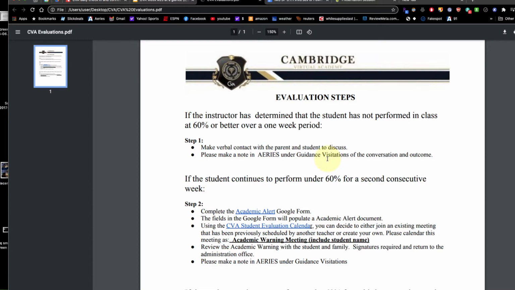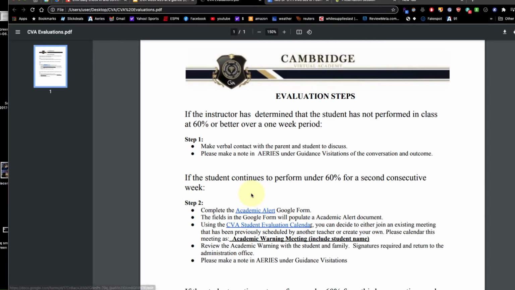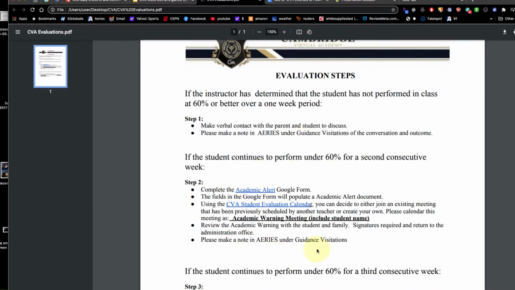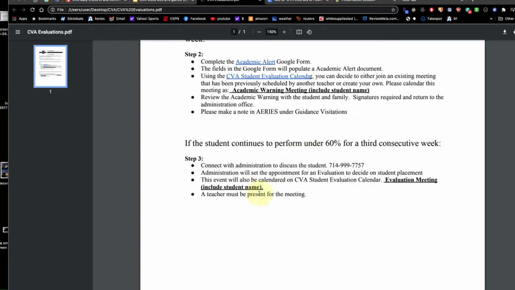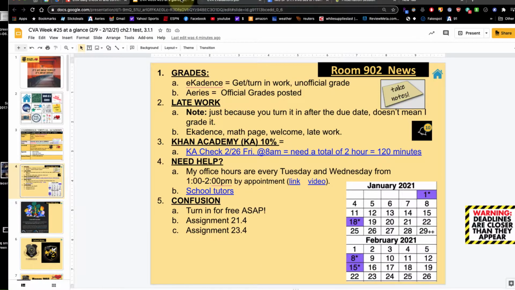I don't like doing it. It's extra work. It's just kind of like pestering you as a teenager. If it happens a second time for 2 weeks, then I have to fill this stuff out. And basically what it triggers is all the teachers get together and one of my CVA administrators is now going to reach out. Not a good thing. Don't do it. And then step 3 is the 3rd consecutive week. Not fun. Don't do it. Just get your work done, guys. Okay, that's the evaluation.